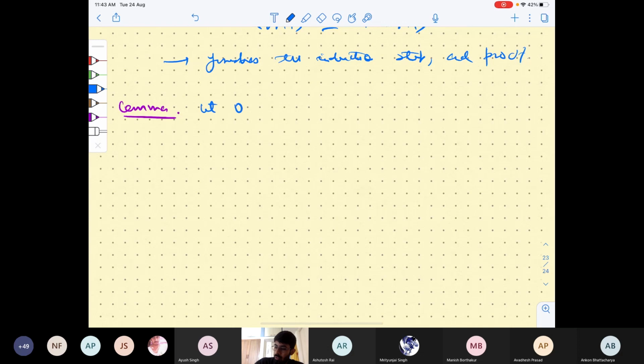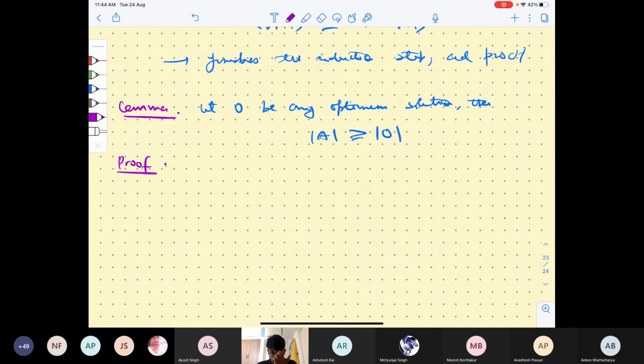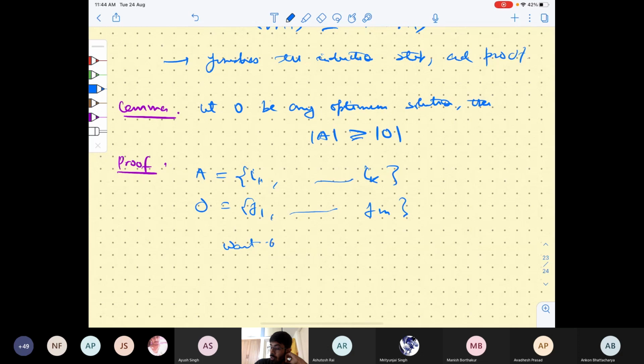So let O be an optimum solution, then what we want to show is that A is at least as large as O. Okay, so let's write it and test. And how do we show this using the previous lemma? Okay, let's make it again slightly more precise. Let's say A is equal to I1 to IK and O is equal to J1 to JM. And we want to show that K is greater than or equal to M.